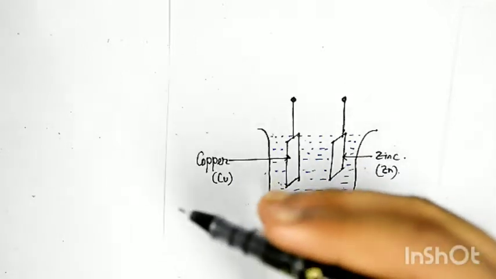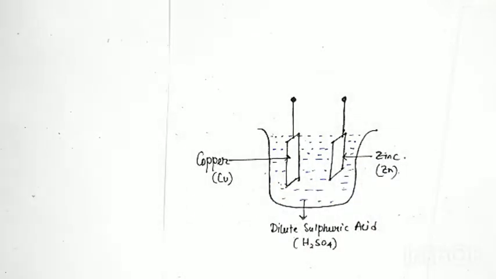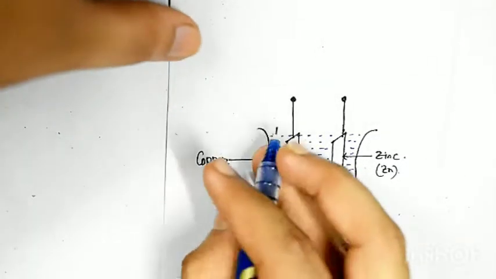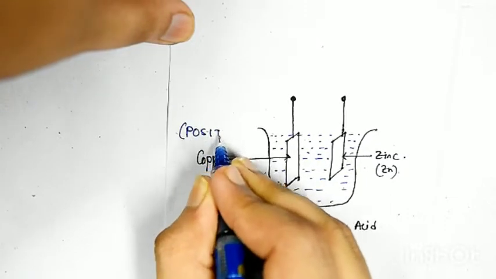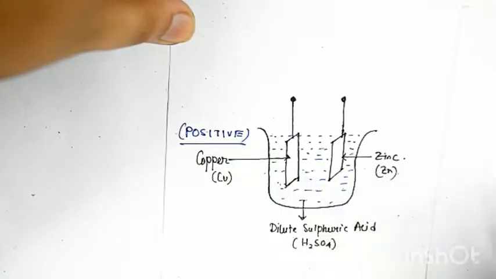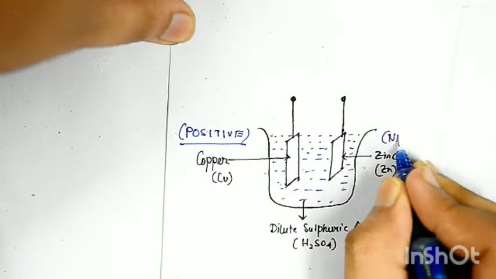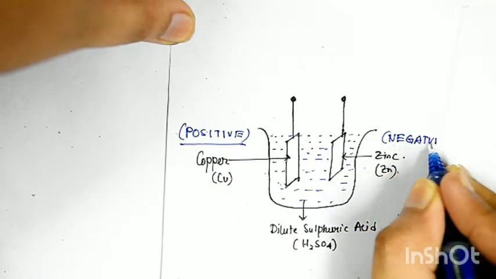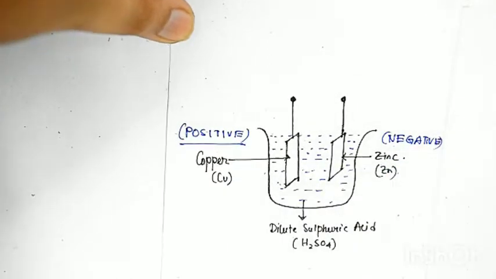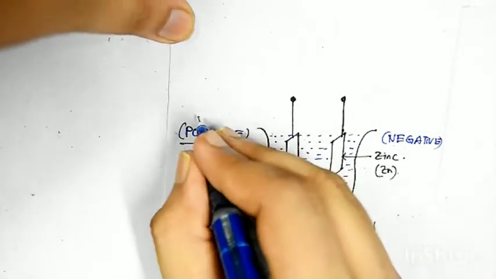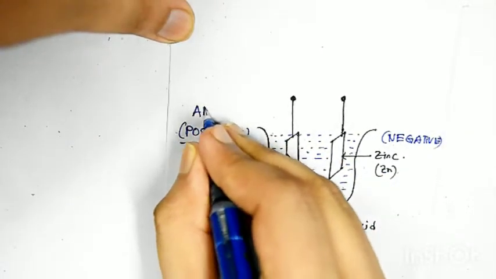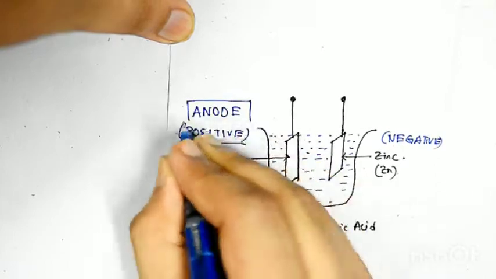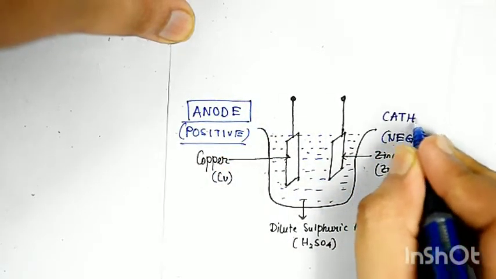Now in one plate all the negative charges move, and in another plate the positive charges move. Clear? In this case, in the copper plate all the positive charges are coming, and in the zinc plate all the negative charges are going, due to electrolysis. This part is called the anode. I hope all of you remember. And this part is known as the cathode.